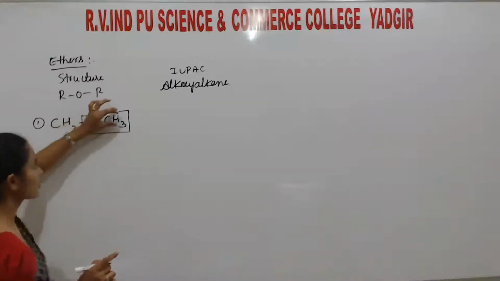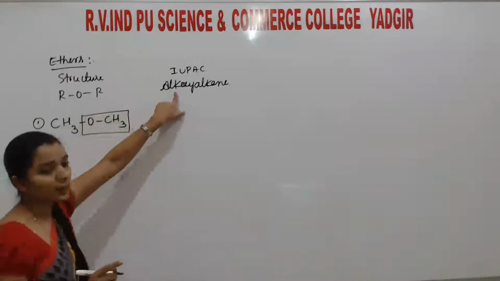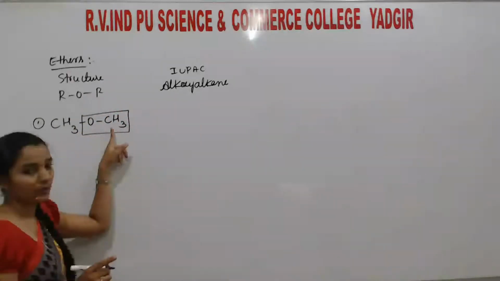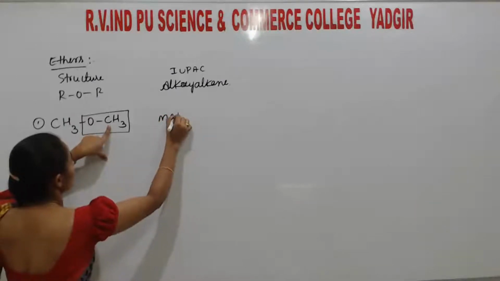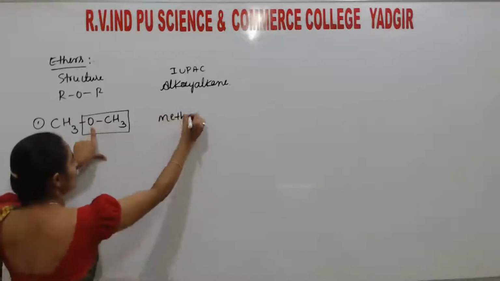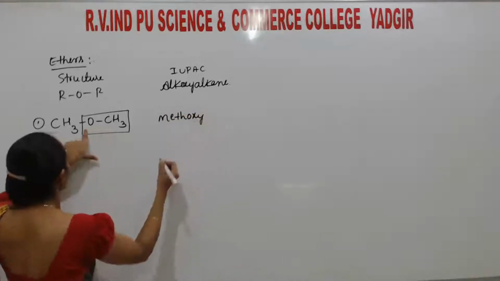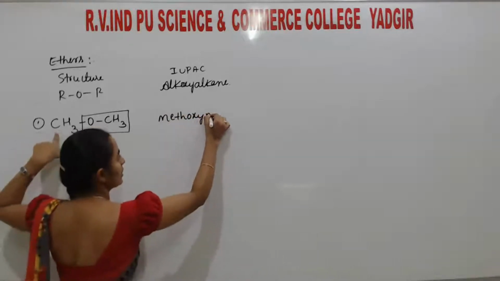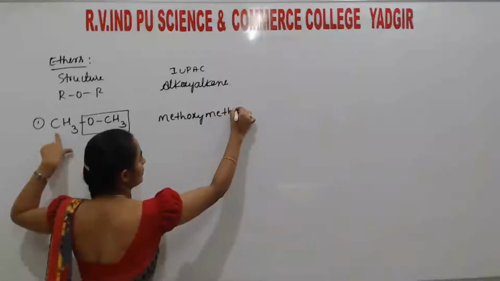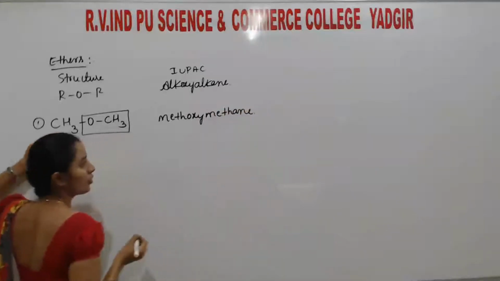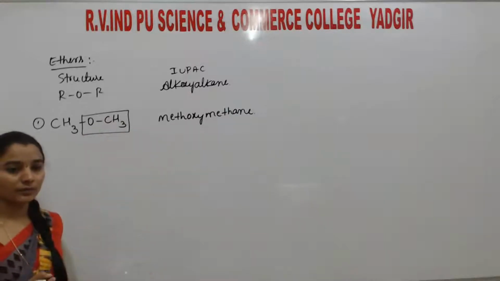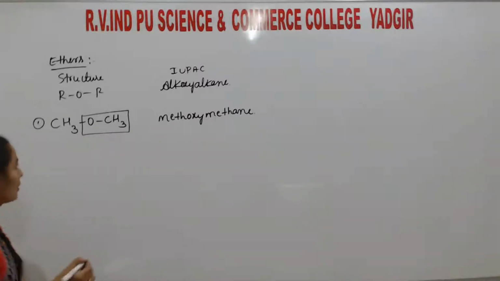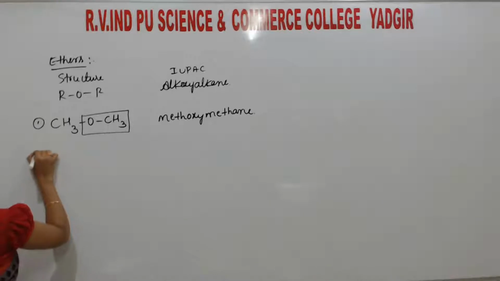In alkoxy, what does this alk represent? The number of carbon atoms. For one carbon atom, it is meth. With oxygen, methoxy. So only one parent chain, that is methane. There is one carbon atom in the parent chain, that's why it is methoxy methane. Okay, next, second.